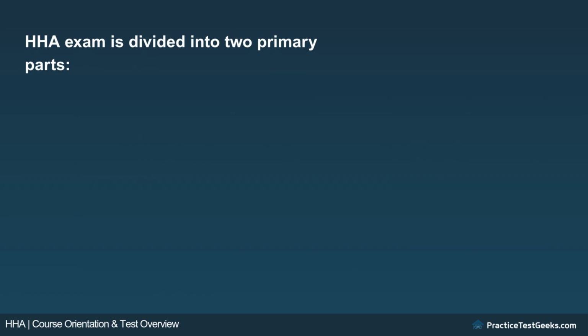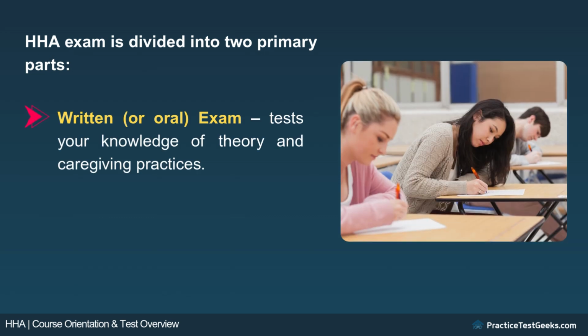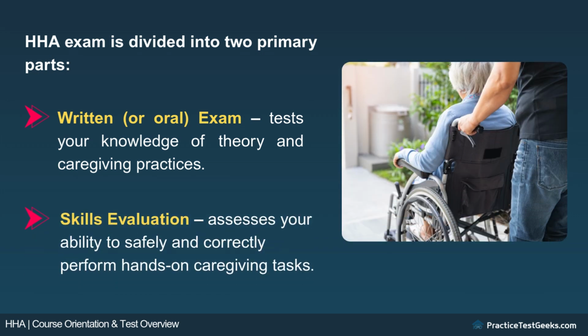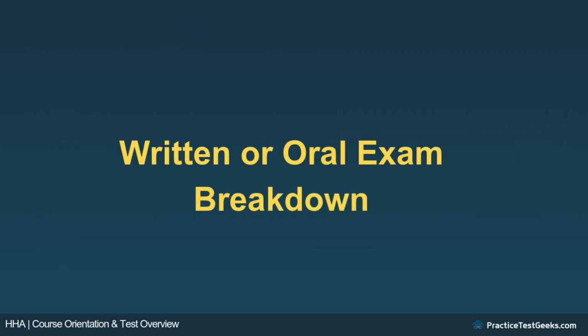The Home Health Aide HHA exam is divided into two primary parts. Written or oral exam: tests your knowledge of theory and caregiving practices. Skills evaluation: assesses your ability to safely and correctly perform hands-on caregiving tasks. Most candidates must pass both parts to earn their HHA certification. Let's take a closer look at the structure and format of the written or oral exam.